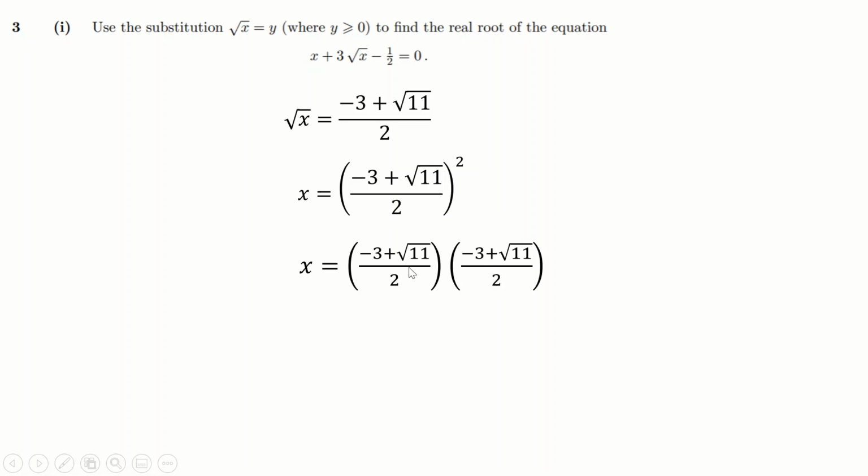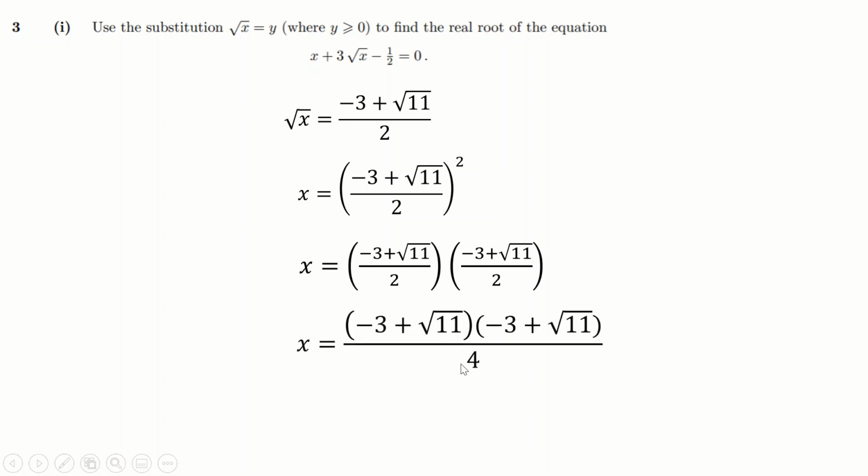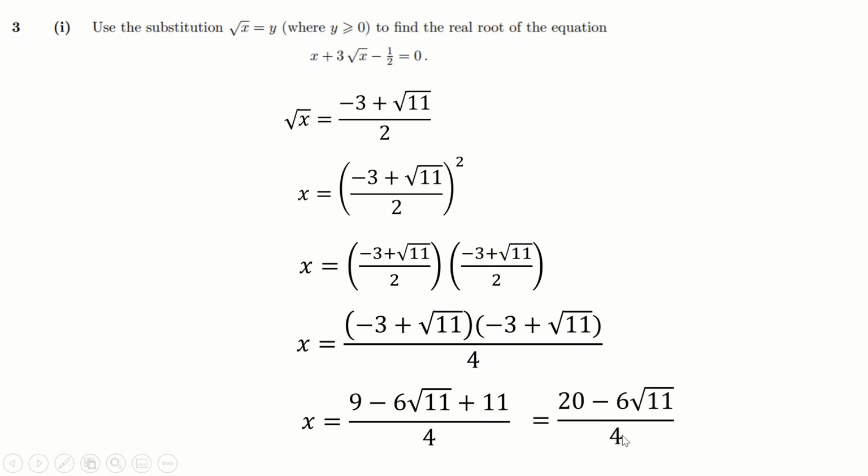Now obviously I can just multiply the denominators, multiply the numerators. So I get a 4 on there. Multiply the numerators out. Just be careful here, do it properly. Minus 3 times minus 3 is positive 9. Minus 3 root 11, minus another 3 root 11 makes minus 6 root 11. Plus 11 at the end. And that makes that. You can cancel out one of the 2s in there to make this, I think. And that's my final answer.